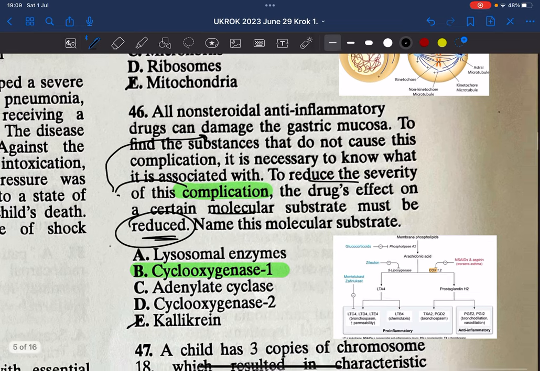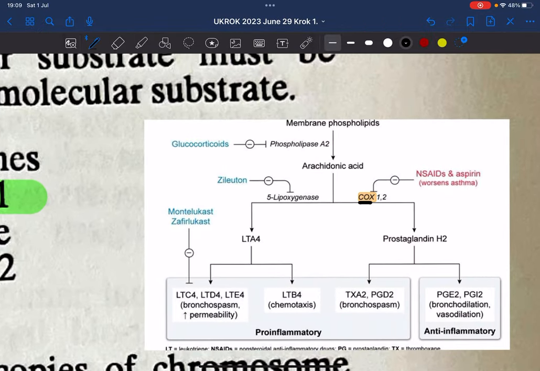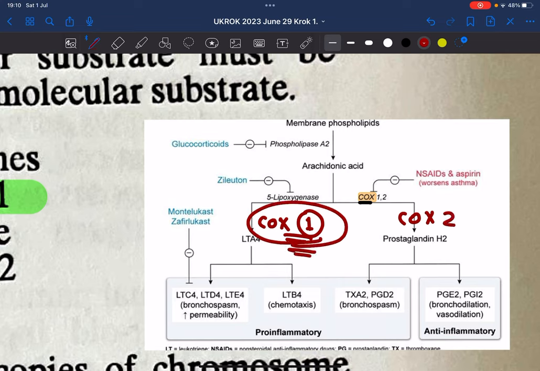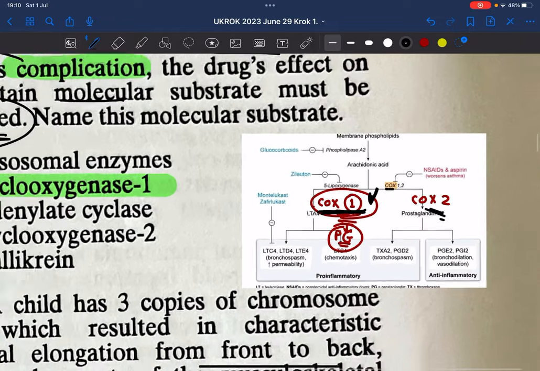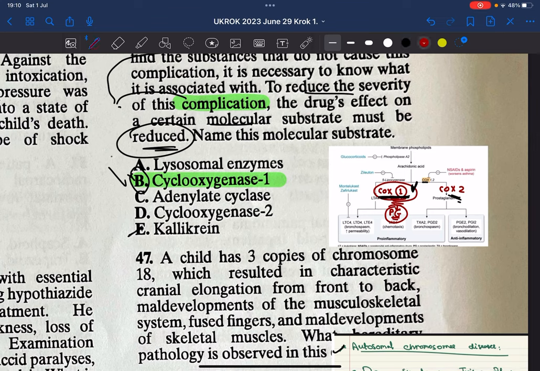So what I mean by this question, I think you know it, we have COX-1 and COX-2. These are the enzymes that produce pro-inflammatory molecules like prostaglandins and so on, but also produce protective prostaglandins for the gastric mucosa. COX-1 produces the protective prostaglandin that protects the gastric mucosa. So I don't want to inhibit that. This is a good COX-1. I can inhibit only COX-2 to reduce the inflammation, that's fine, but it's not good to inhibit COX-1. So I need to reduce the inhibition or the drug effect on cyclooxygenase 1.